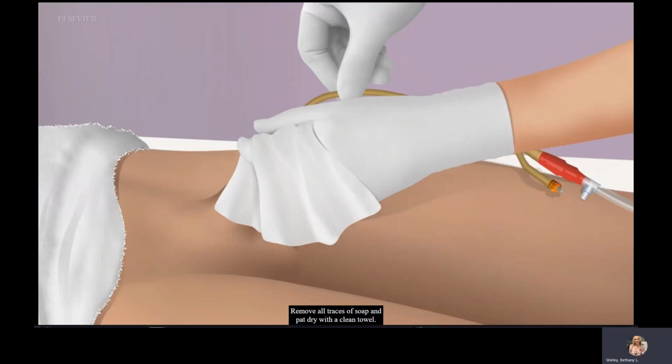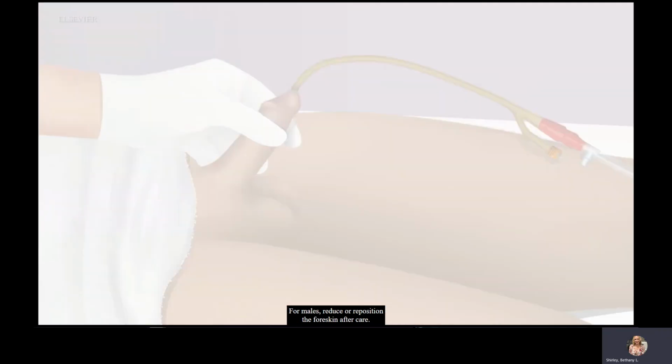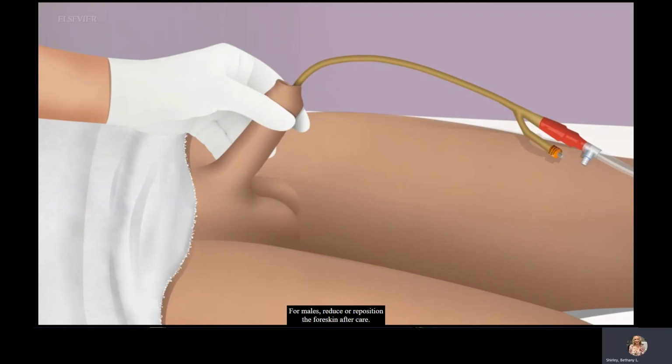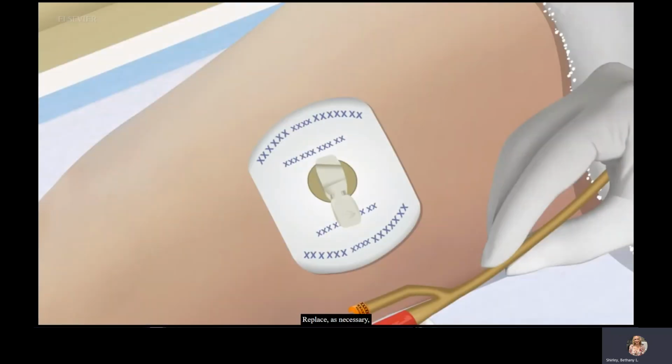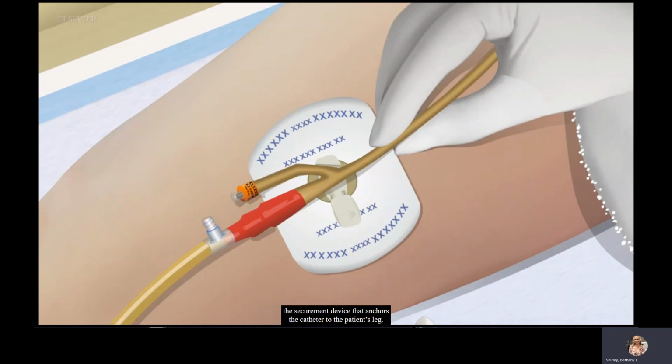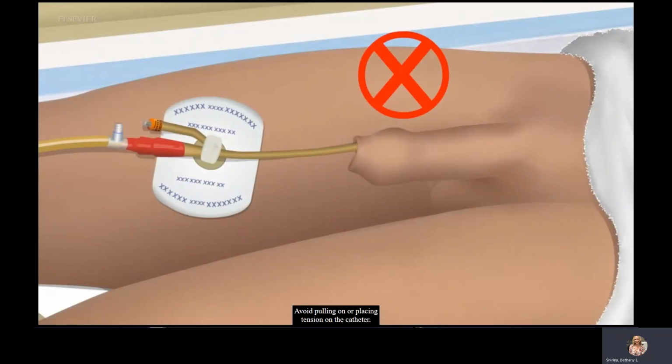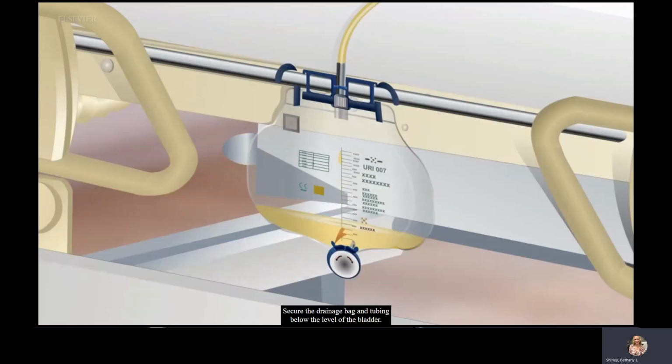Remove all traces of soap and pat dry with a clean towel. For males, reduce or reposition the foreskin after care. Replace as necessary the securement device that anchors the catheter to the patient's leg. Avoid pulling on or placing tension on the catheter. Secure the drainage bag and tubing below the level of the bladder.